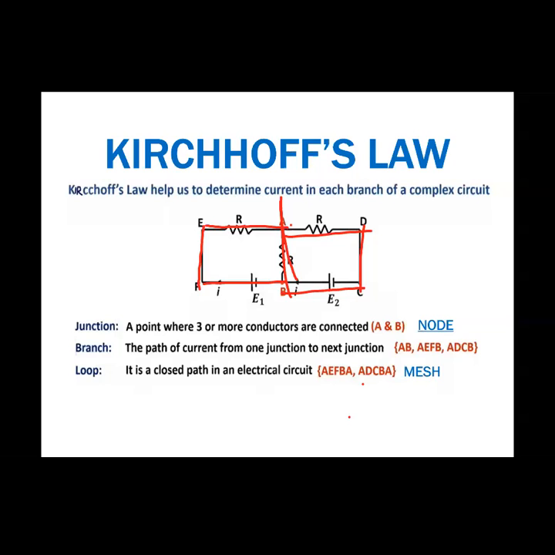So junction, branch and loop. Junction is where three or more conductors are connected. Branch is that path of current which joins one junction to another junction. And loop is the closed path in an electric circuit. किसी भी circuit में the closed path on which the current is going to flow is your loop.